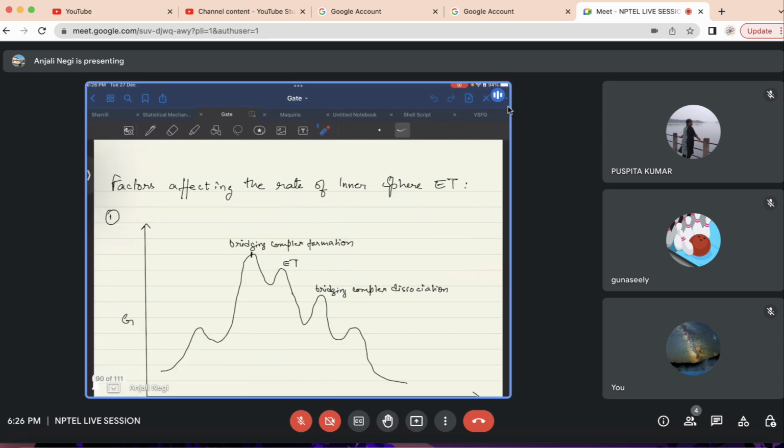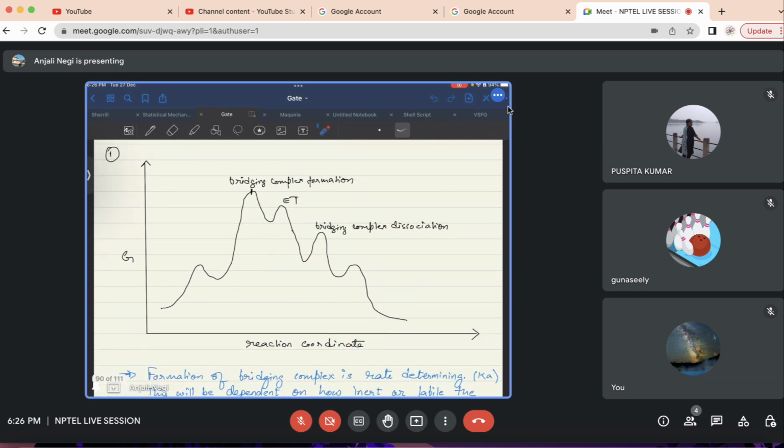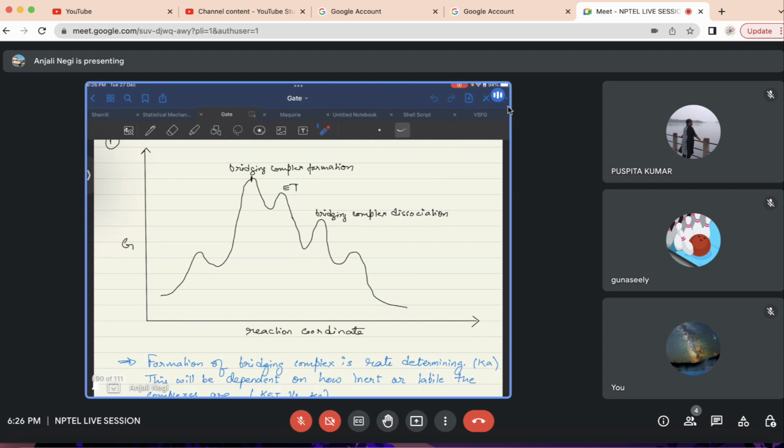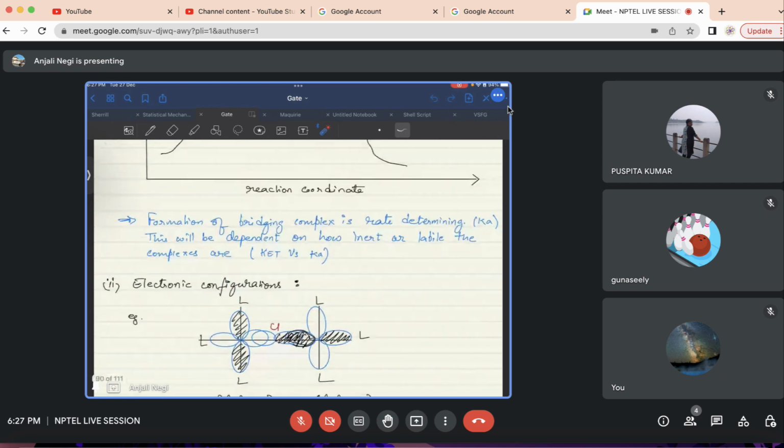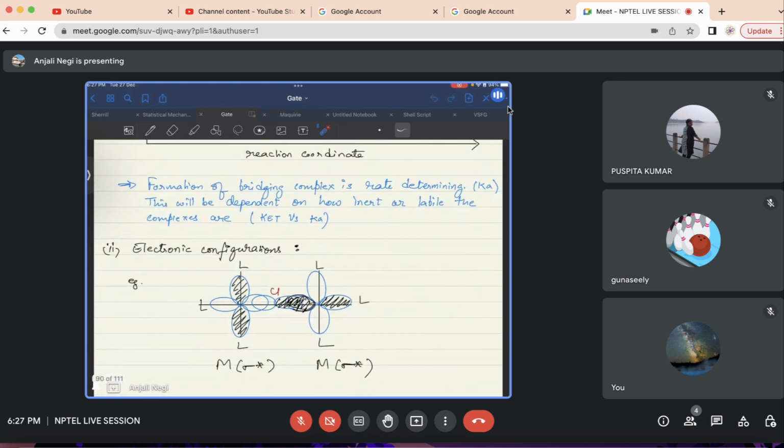Now again, the factors that are affecting the rate of inner sphere electron transfer. So this is basically the free energy plot that we can just make. You can write down here that this one is the reactant, here we have the product, and then we have the bridging complex electron transfer, and then bridging complex dissociation. I'm just going quickly. So formation of the bridging complex is rate determining. Okay, so here in inner sphere we have that the formation of the bridging complex is rate determining.